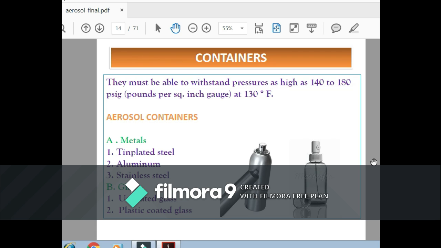Now the containers. This is the most important component of your aerosol. Your container must be able to withstand higher pressure, because inside your aerosol there is a high pressure inside the container. That's why your container quality should be very good, and it should have the ability to withstand the higher pressure.